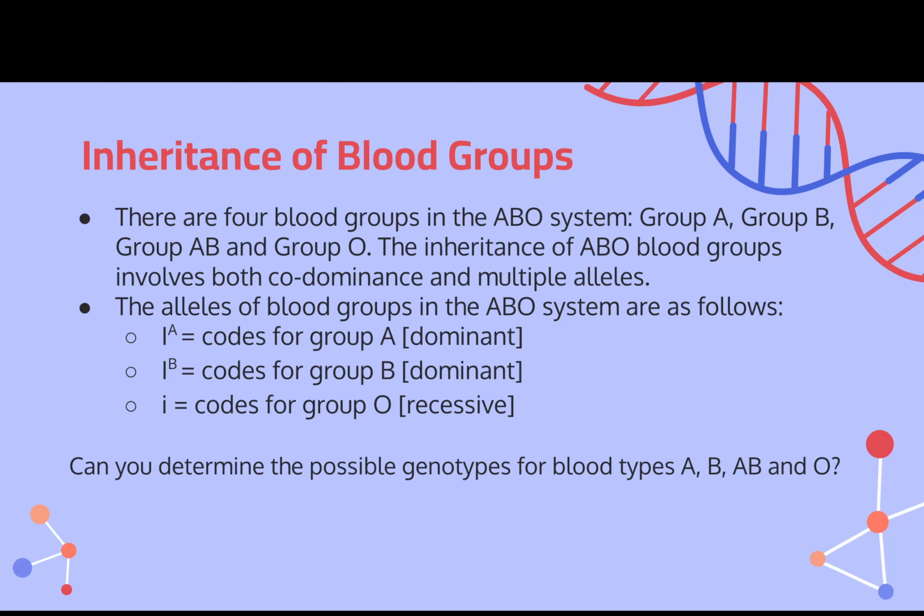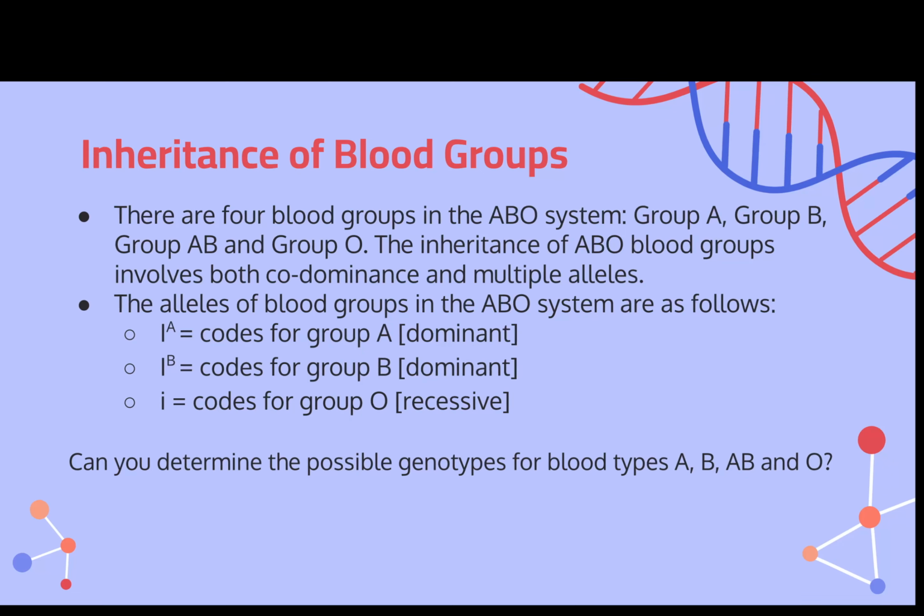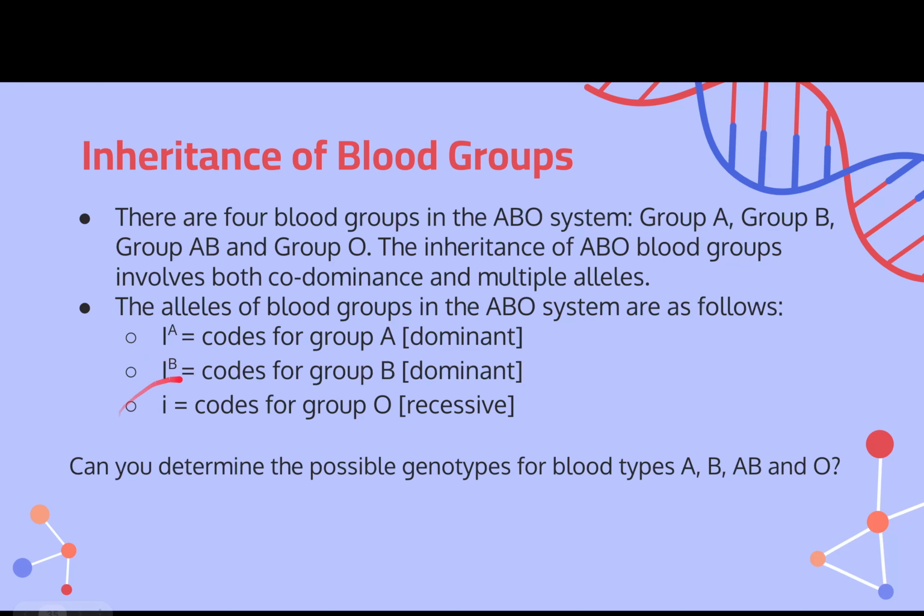So that's really important. You can talk about group A as IA, you can talk about group B as IB, the alleles for group A and the allele for group B. However, the group O will always be small i. It will not be IO.